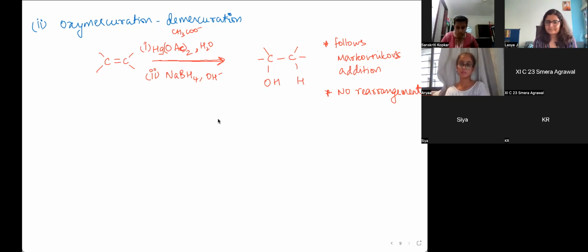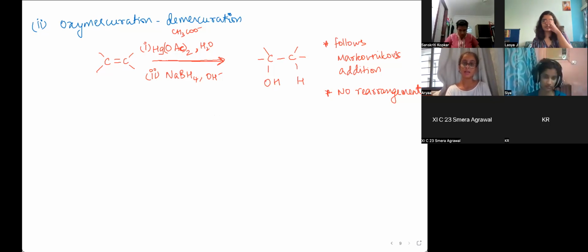Do we have the mechanism for this? No, it's a little complex. So if you want, I'll share the mechanism if you're curious. I think it would be better to understand if you just see it, not learn it. Oxymercuration, demercuration, mechanism.